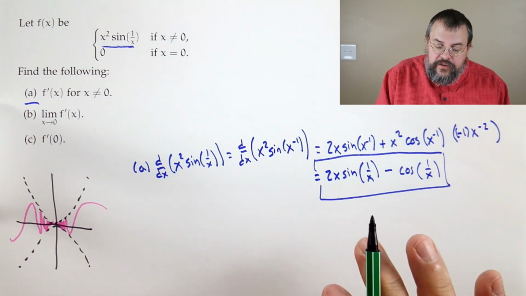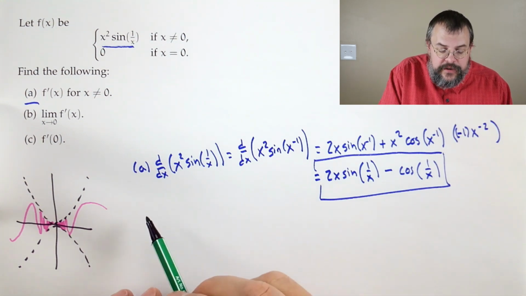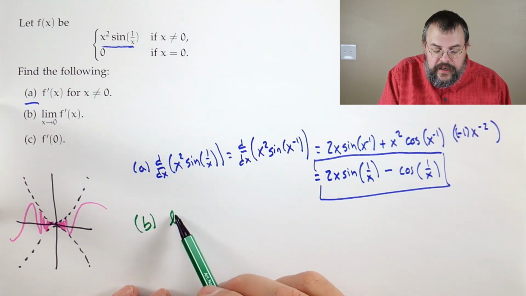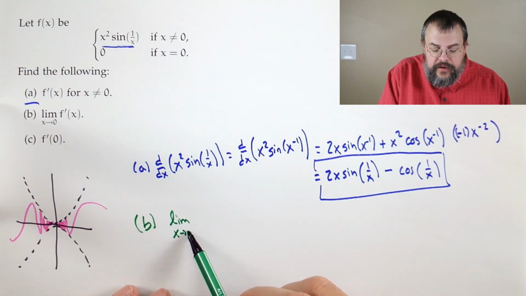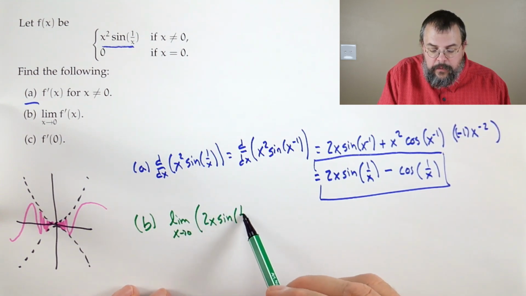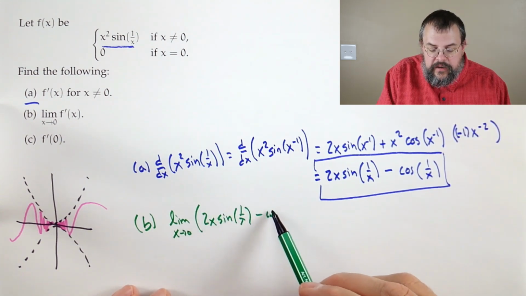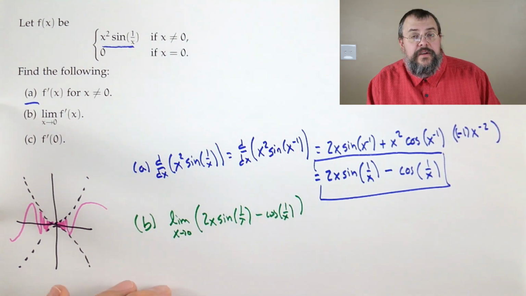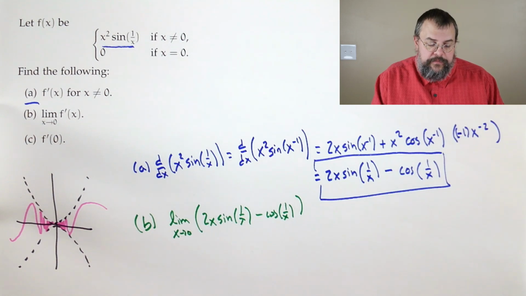Now, again, this is the derivative away from 0. So we can say, well, that's what's happening away from 0. So let's look at the limit as we go to 0. So that would be 2x sine 1 over x minus cosine of 1 over x. Now, I'm not going to spend too long on this, but here's the important idea.